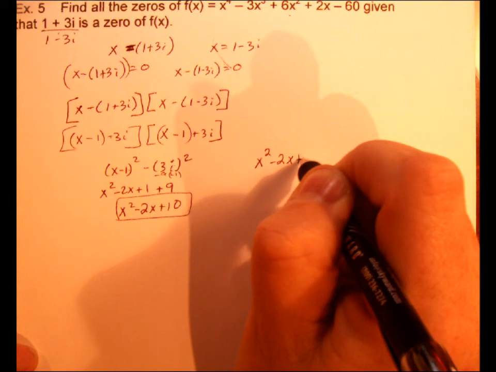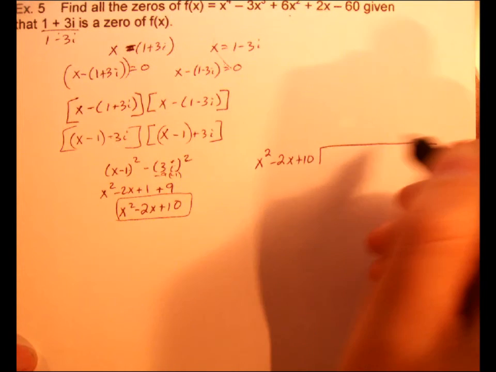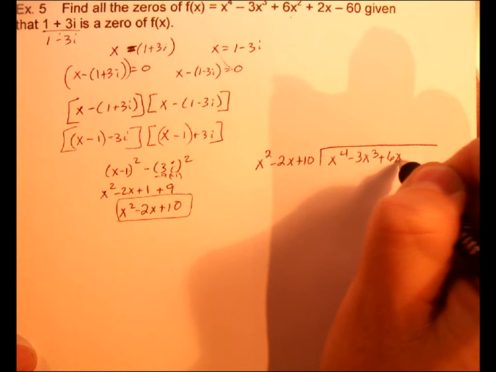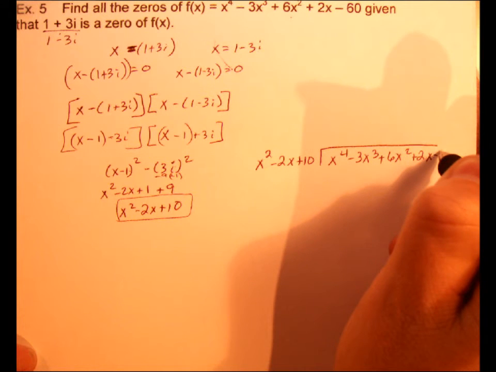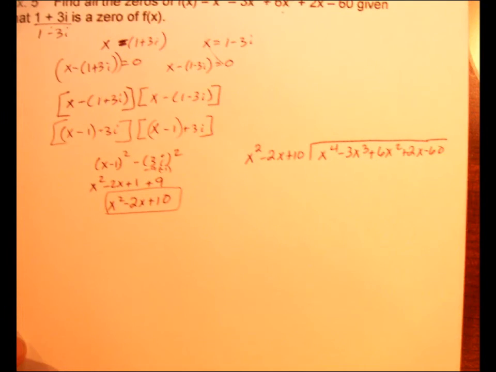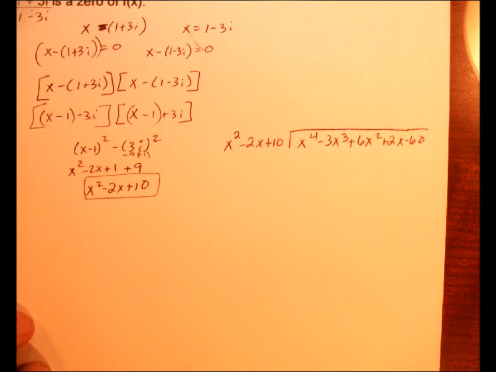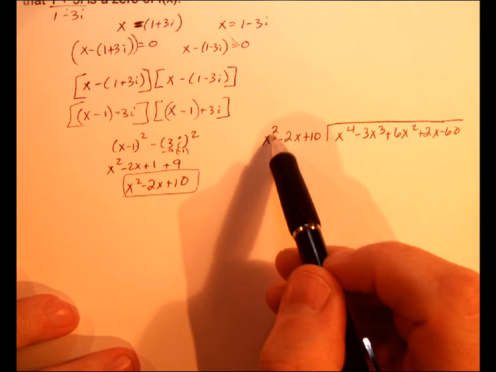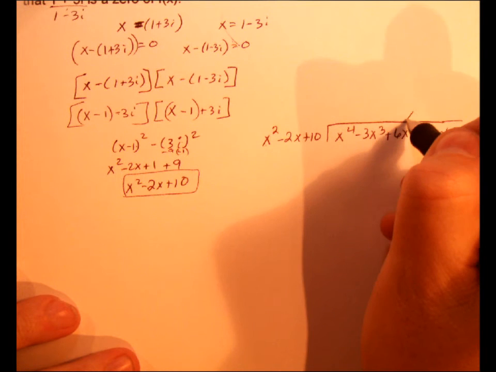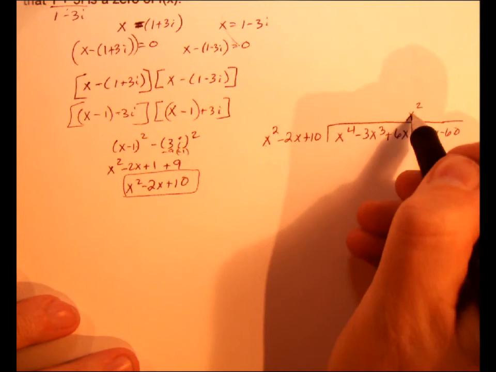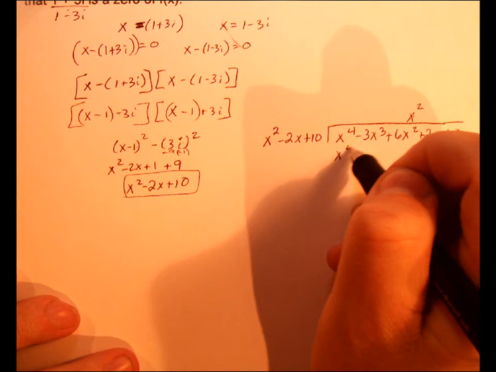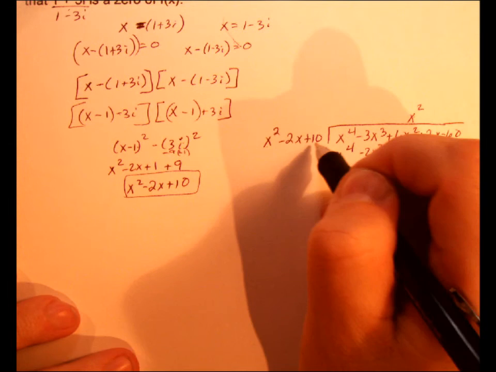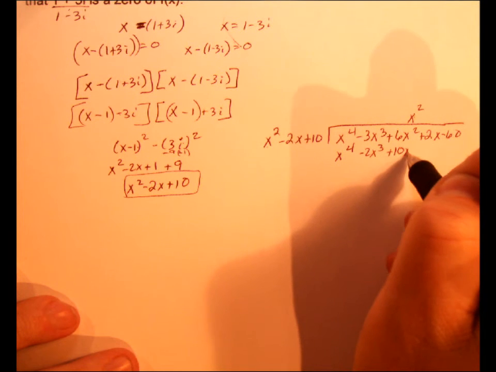divide that into the big long mess there, x to the 4th minus 3x cubed plus 6x squared plus 2x minus 60. Okay, so my paper set up there. So we go through the process. x squared times what is x to the 4th? That would be x squared. Multiply those to everything, that'd be x to the fourth. x squared times a negative 2x is negative 2x cubed. And end that off with a 10x squared.